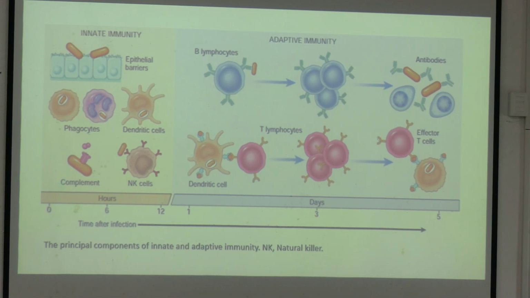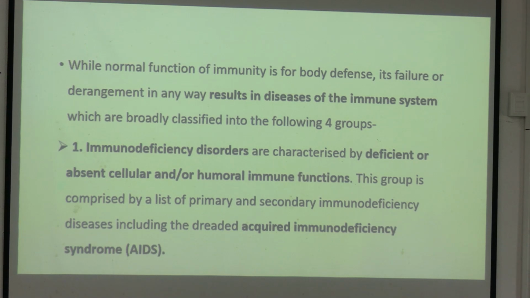Innate immunity consists of epithelial barriers, then phagocytes, dendritic cells, complement, and natural killer cells. Adaptive immunity consists of B lymphocytes and T lymphocytes. There are some diseases of the immune system.